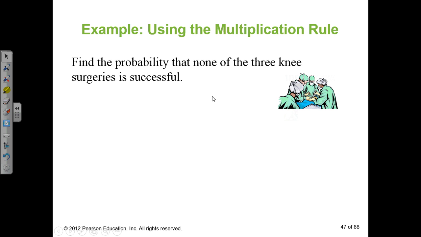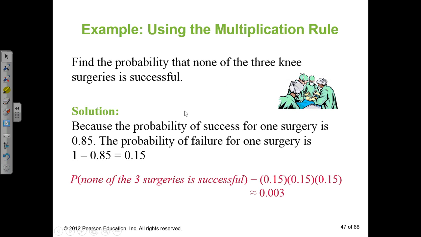How about finding the probability that none of the knee surgeries are successful? Well, the complement rule tells us if 85% are successful, then 15% are failures. And so the probability that none of the surgeries is successful means the first one's not successful, and the second one is not successful, and the third one is not successful. 0.15 times 0.15 times 0.15 is 0.003.